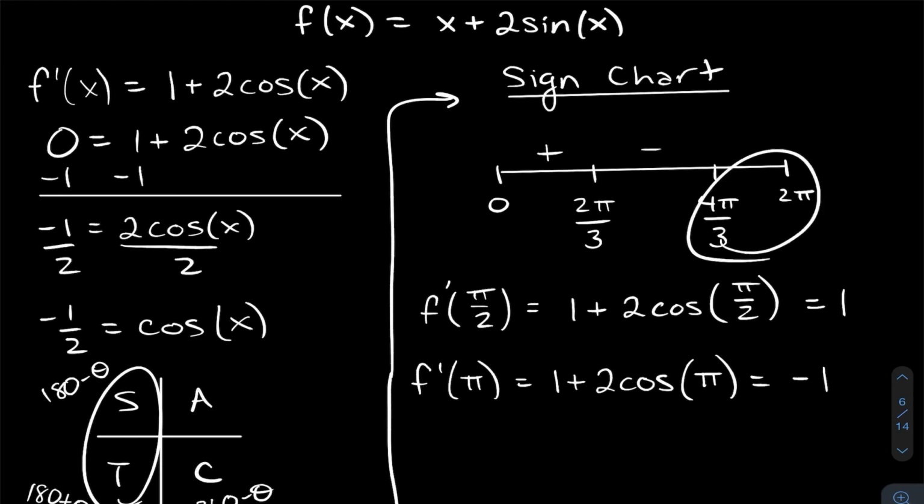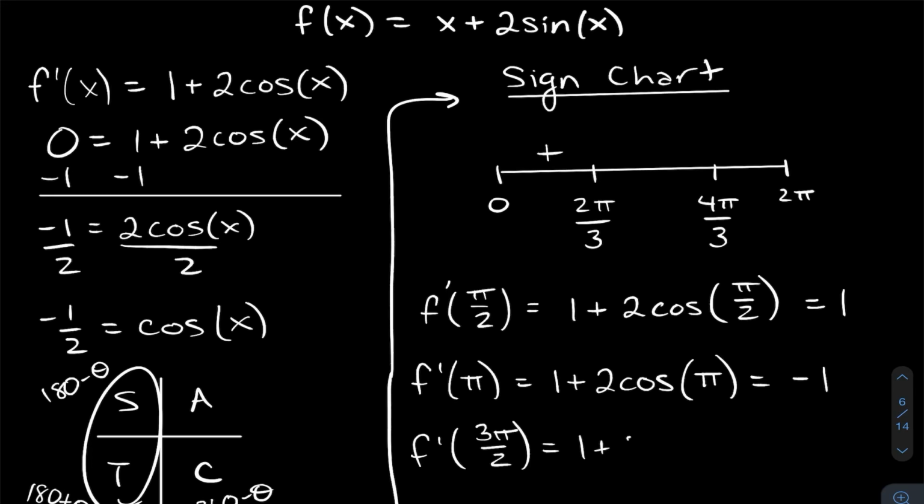Then here, if you really think about it, this guy's 240 degrees. And so we can use 270 degrees, or 3 pi over 2. We can do that just by going 1 plus 2 cosine of 3 pi over 2. And we know that is also going to be 0. So we get just 1 here, that's positive.